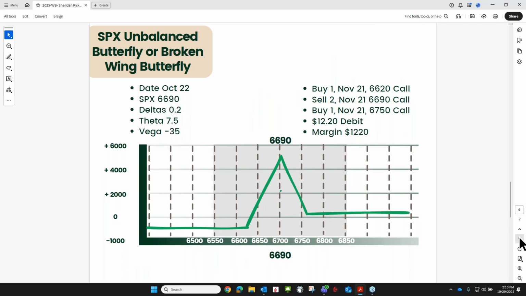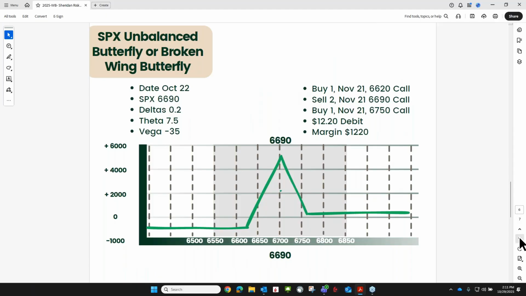So remember what I said, right? I said balanced butterflies are normally short delta. Just the way they walk, the way they talk, right? So why would I do a broken wing? We call it unbalanced or broken wing. First, define, Dan, unbalanced butterfly or broken wing.